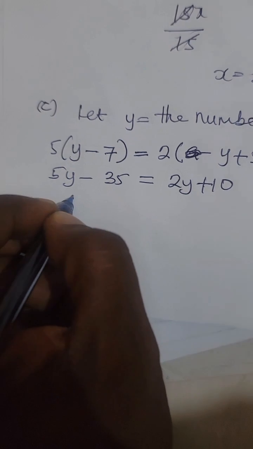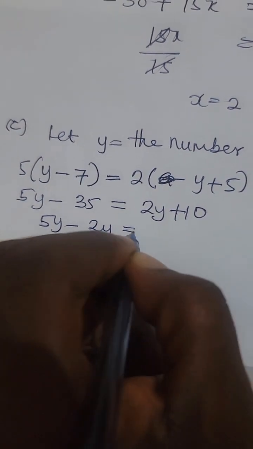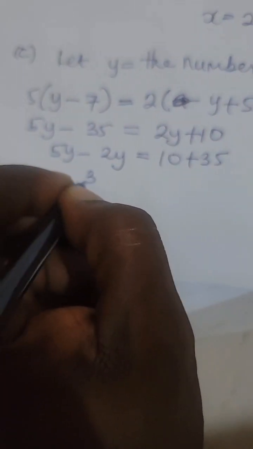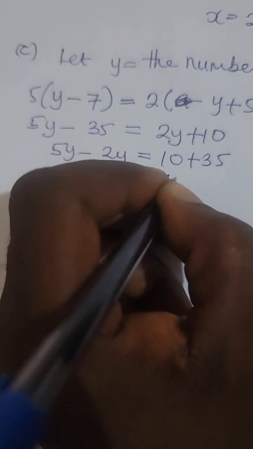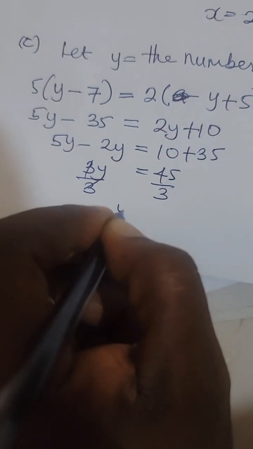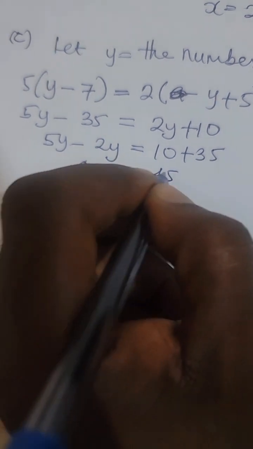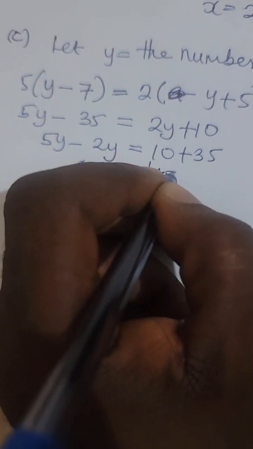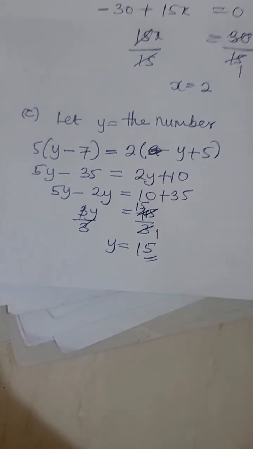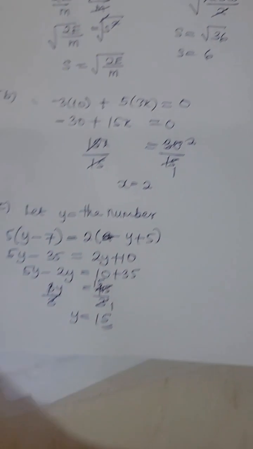So we group like terms here. We have 5y minus 2y, we have 10 plus 35. We have 3y is 45 out of 3, out of 3. So y should be equal to 15. 3 into 4 is 1, remainder 1, making 15, 3 into 15 is 5. So y's value is 15. And that ends the solution for question number 2.